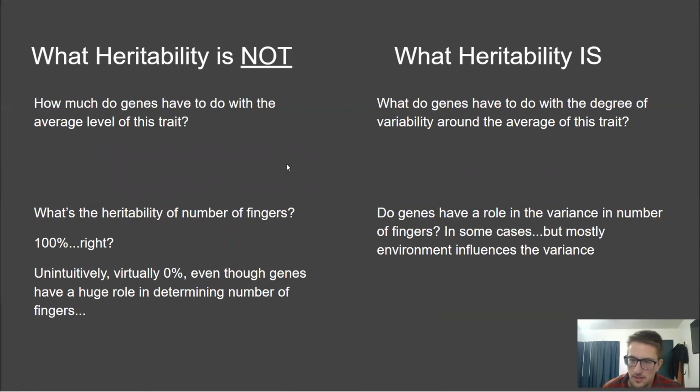What heritability is, is what do genes have to do with the degree of variability around the average of this trait. So the variability: how much can this gene explain why someone has 9 fingers instead of 10? In all likelihood, probably not a whole lot. The takeaway is, if you're trying to know why someone has 9 fingers instead of 10, knowing that they juggle chainsaws at the carnival on the weekends is going to be more important than knowing their genotype. So in going about talking about this, we need to ask what role this variable or this gene has to do with the variance, the reason that people differ.